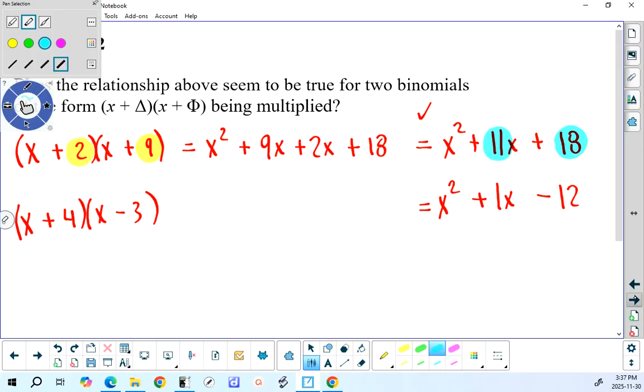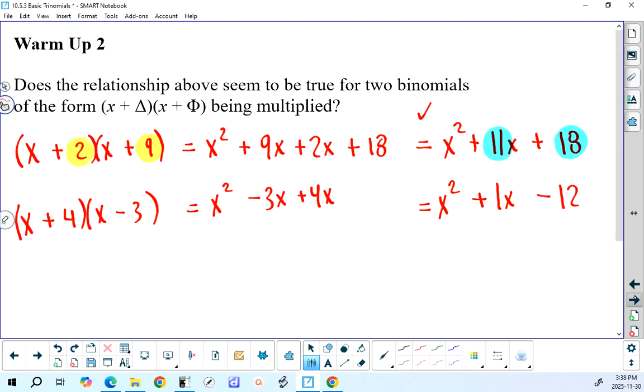Does it work for negative numbers? Well, let's see. My first here would be x squared. My outer would be negative 3x. My inner would be positive 4x. And my last would be negative 12. And you can see that it checks out. These two terms are going to give us 1x. And that's what we have.